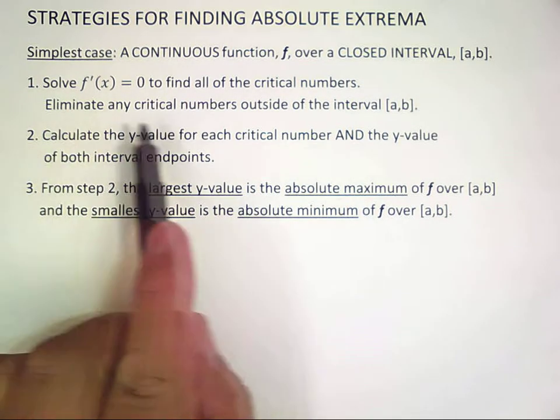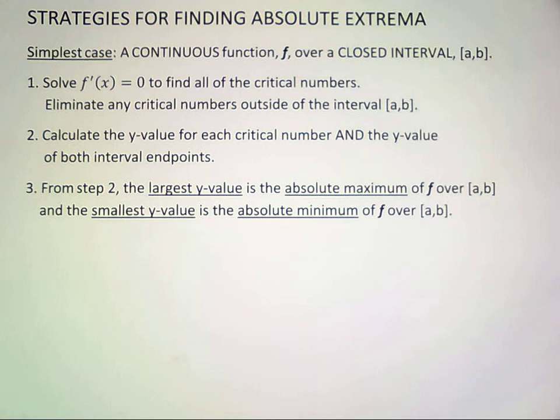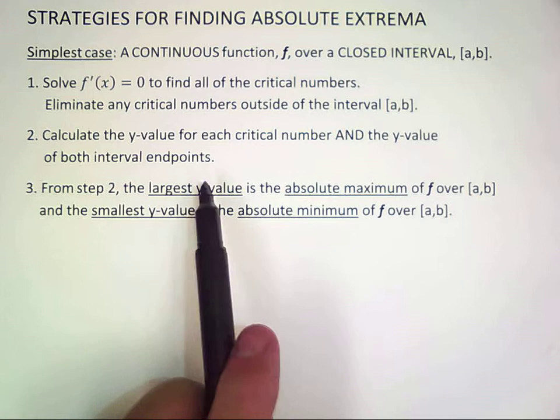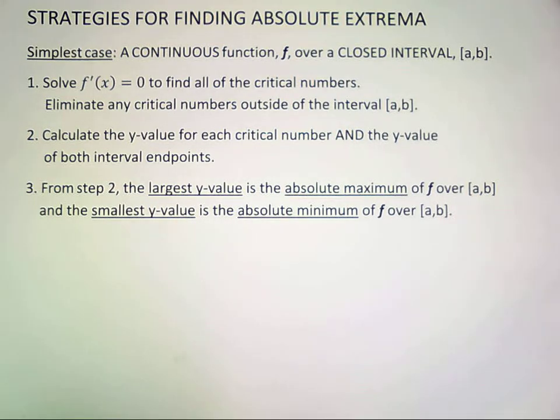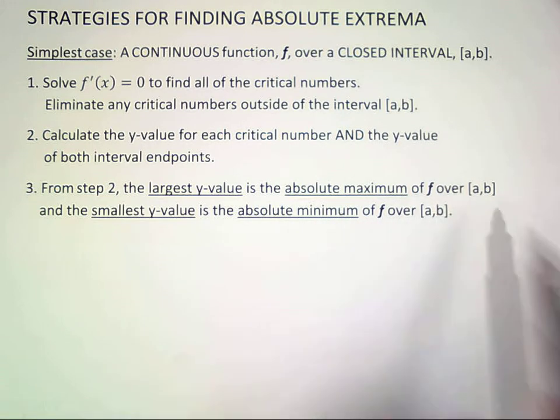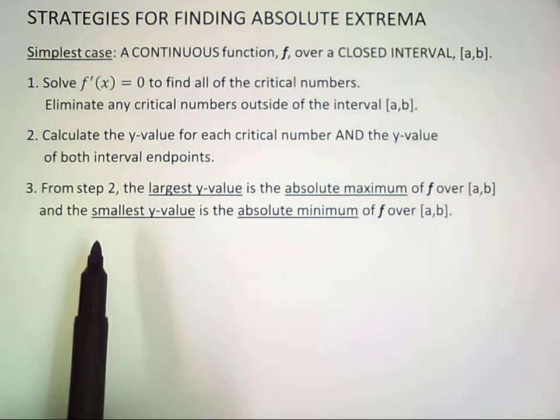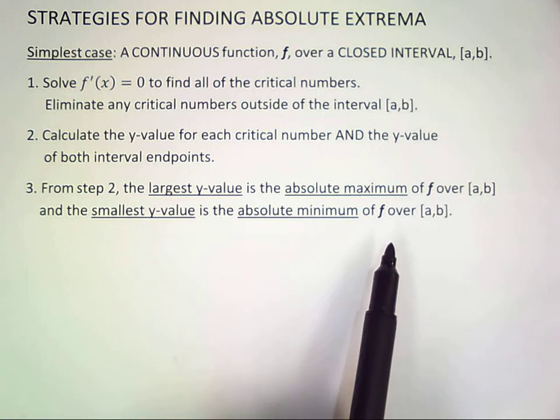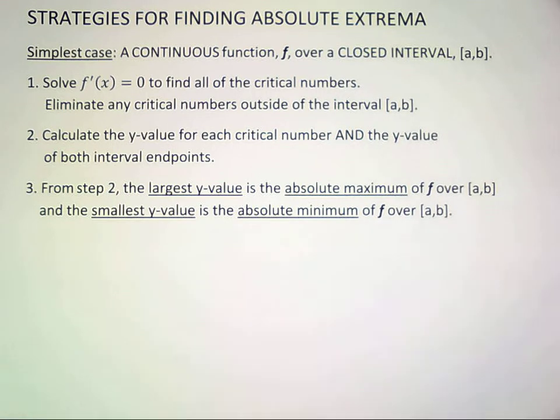If there are any critical numbers that fall outside of the interval from a to b, then you don't consider those, but you keep all the ones inside the interval. Then you calculate the y value for each of those critical numbers, and you also calculate the y value of both interval endpoints. From all of those y values, the largest one is the absolute maximum of the function over the interval from a to b, and the smallest y value is the absolute minimum.